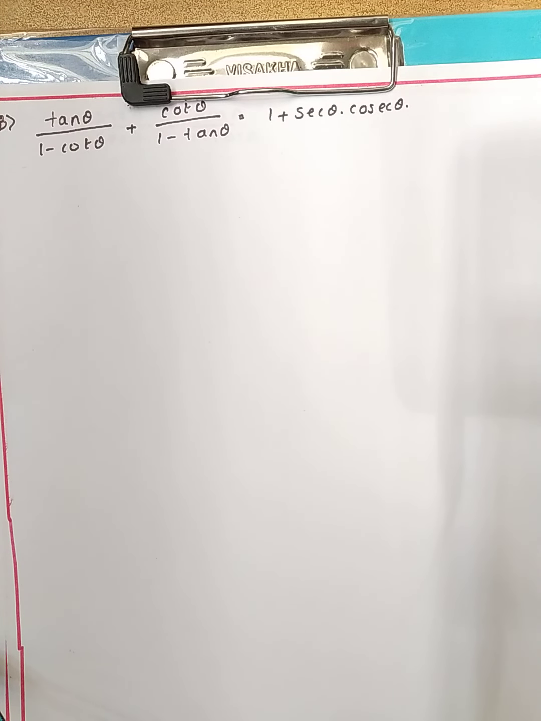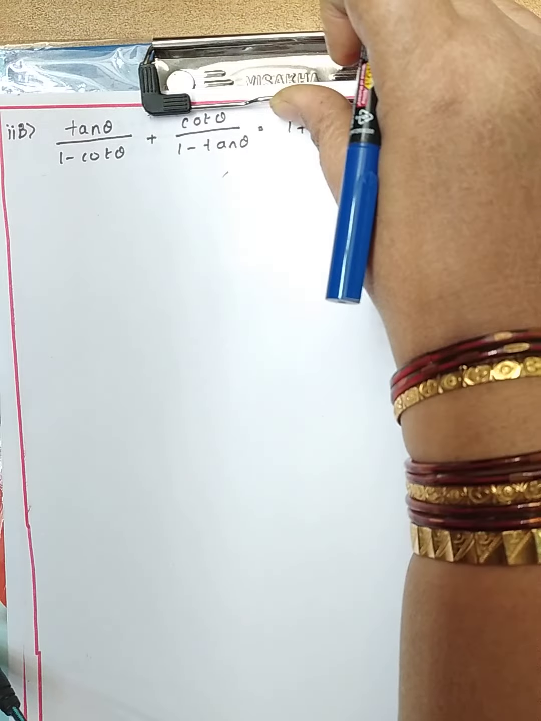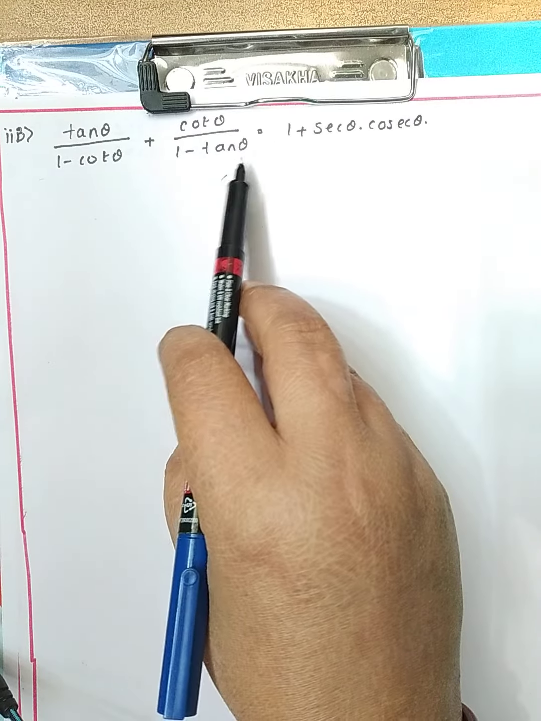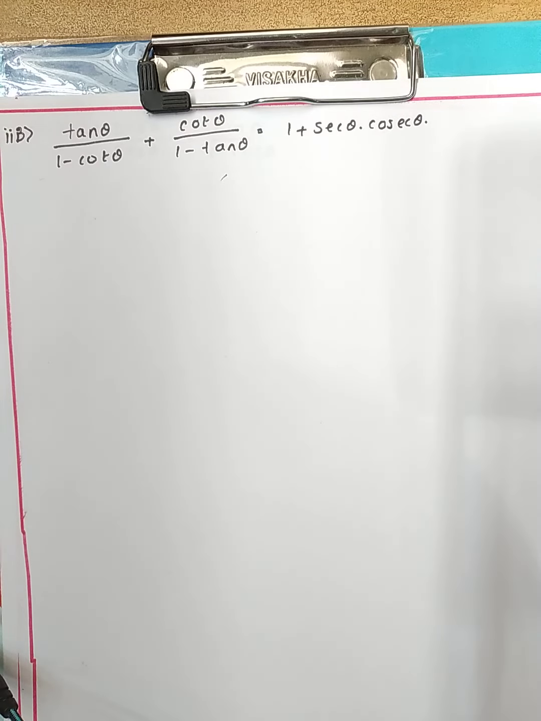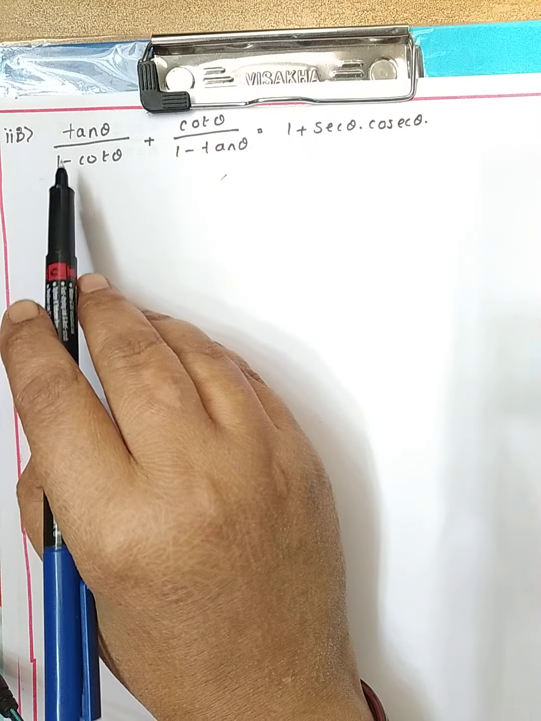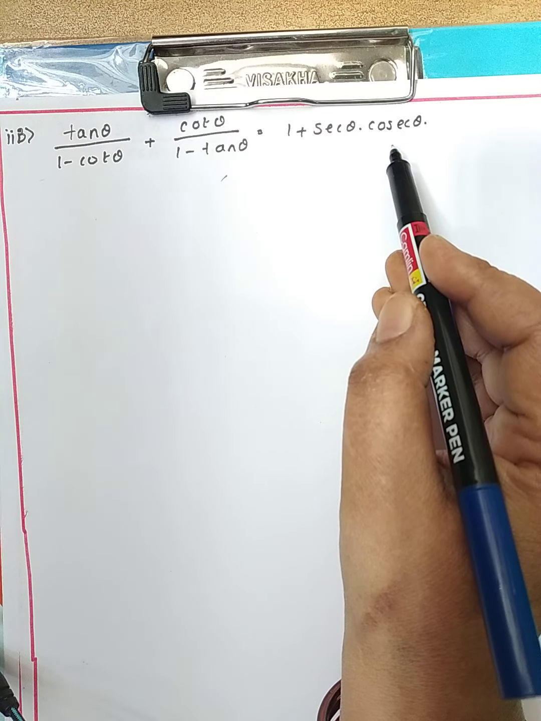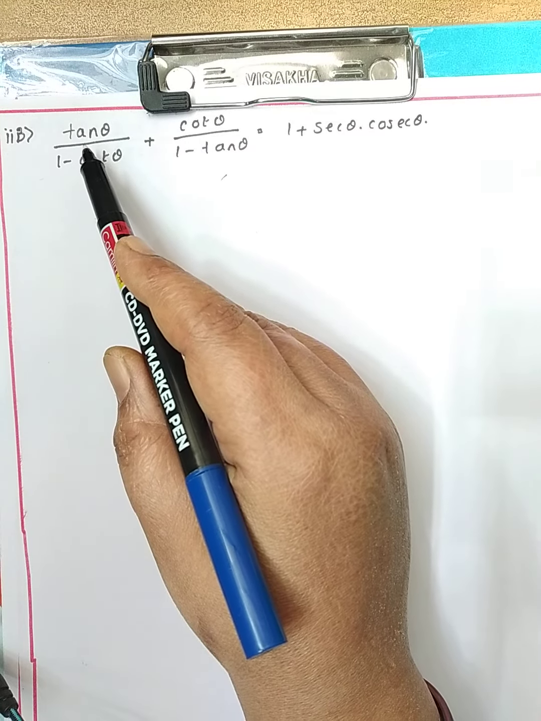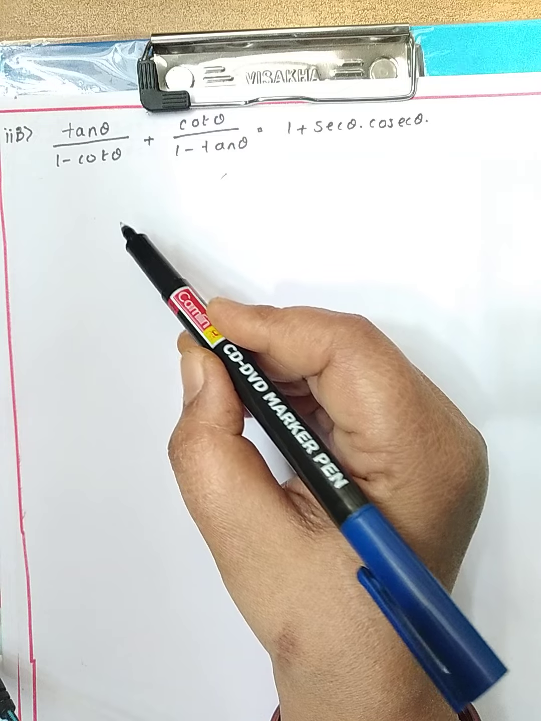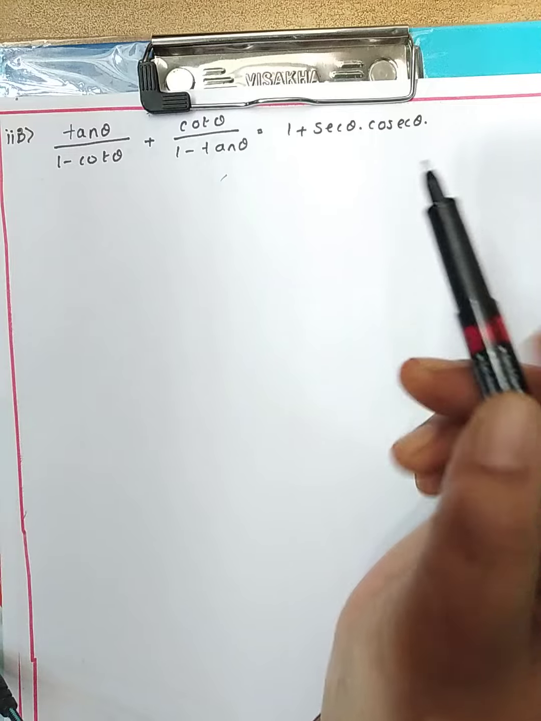Now the third sub-question is tan theta by (1 minus cot theta) plus cot theta by (1 minus tan theta) equal to 1 plus sec theta into cosec theta. We have to prove this. Here in the LHS all are in tan and cot form, and in the RHS it is in sec and cosec form. So for getting this in the form of sec and cosec, we will convert tan and cot into sin and cos. In the textbook also it is given as a hint to convert tan and cot into sin and cos.